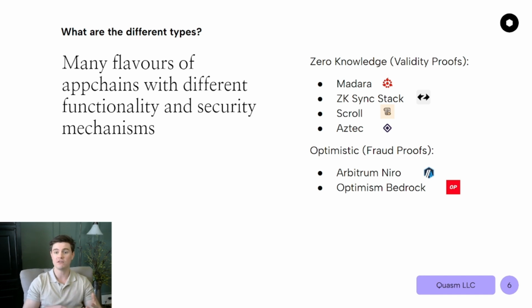Now, both of these types of Appchain frameworks, where we have those that rely on validity proofs versus fraud proofs, use different technologies of securing. They have their own trade-offs and benefits, and that's kind of up to the user or the developer to decide which stack you want to go with.